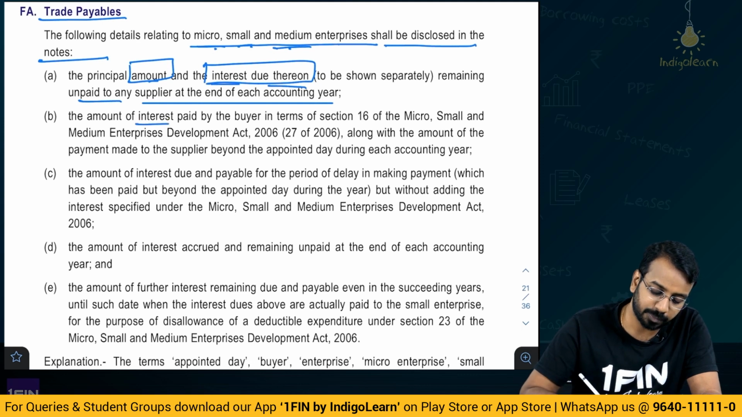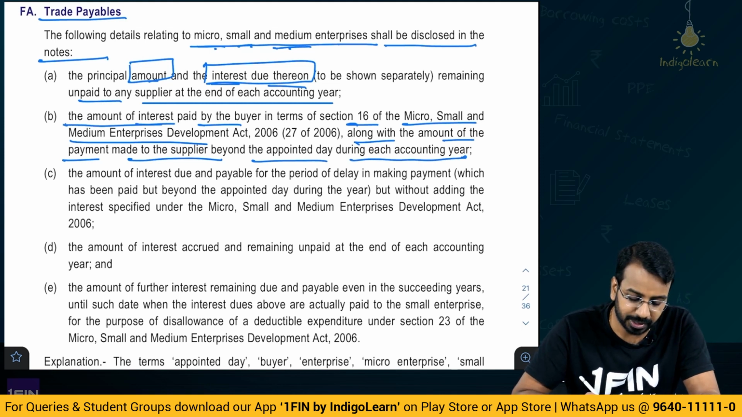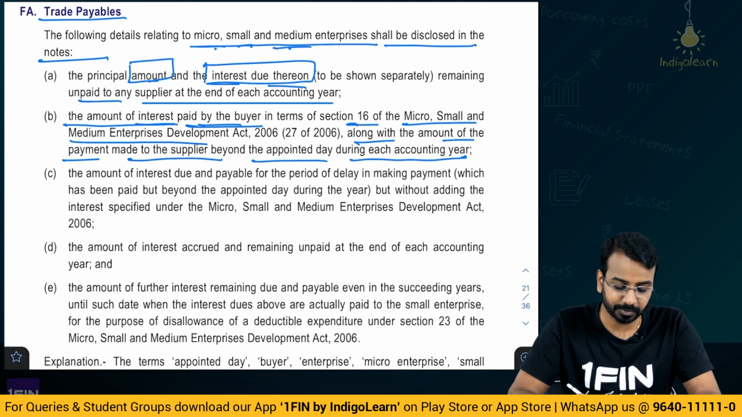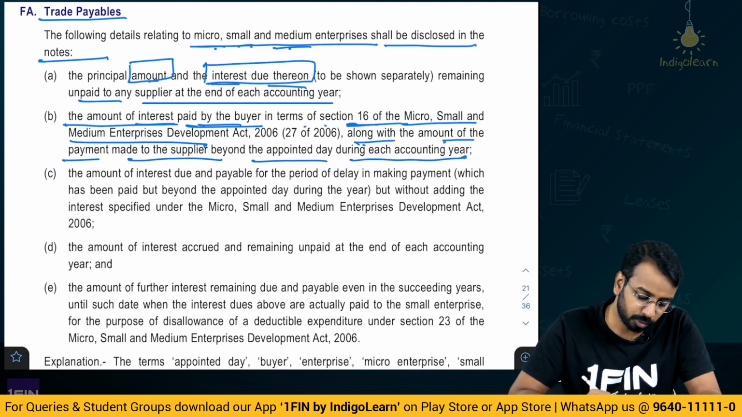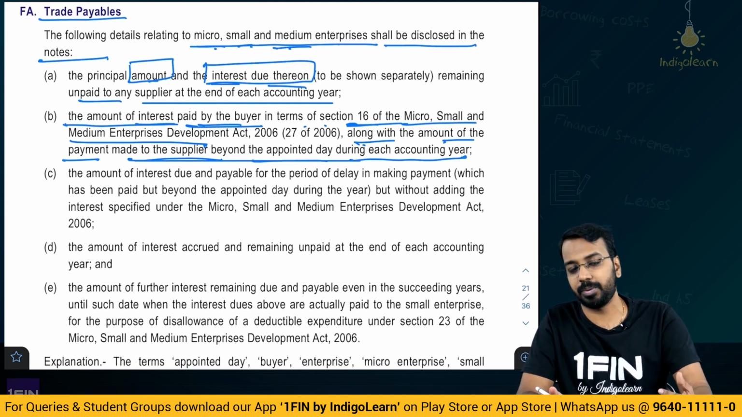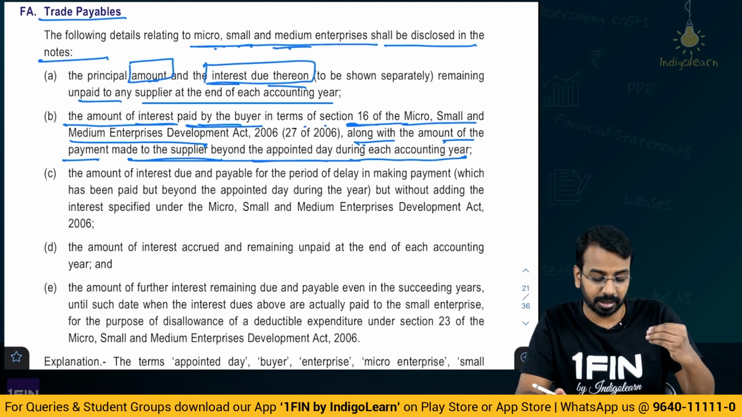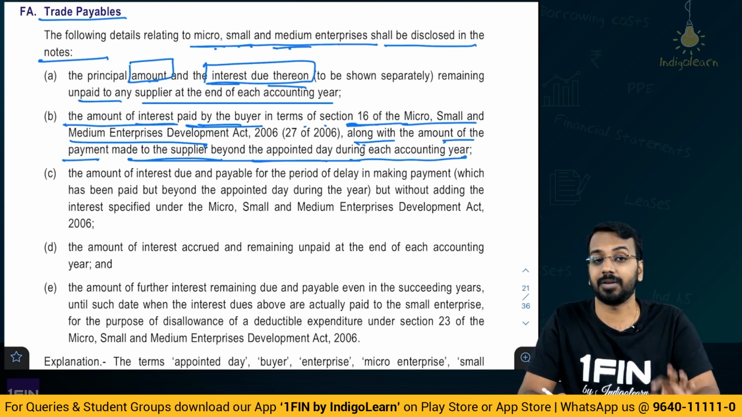Then amount of interest paid by the buyer in terms of section 16 of the MSME Act, along with the amount of the payment made to the supplier beyond the appointed day during each accounting year. So what is the amount of interest paid by the buyer? Buyer means the entity. So how much interest has been paid and how much money has been paid beyond the appointed date, that is the due date of the specific accounting year.